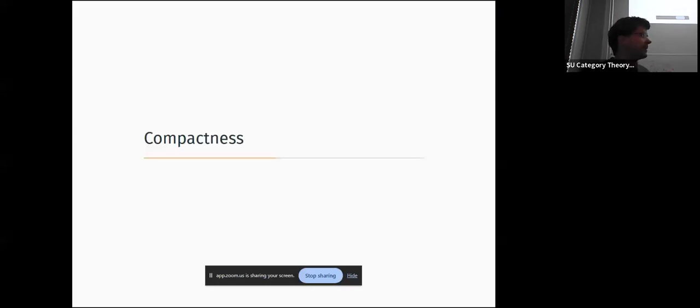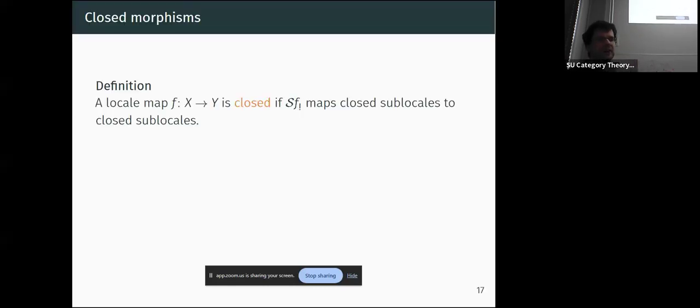Okay. So compactness is everything dual, right? We're taking universal quantification rather than existential quantification. So I need to talk about closed maps. We say that the image of a closed sublocale is closed.